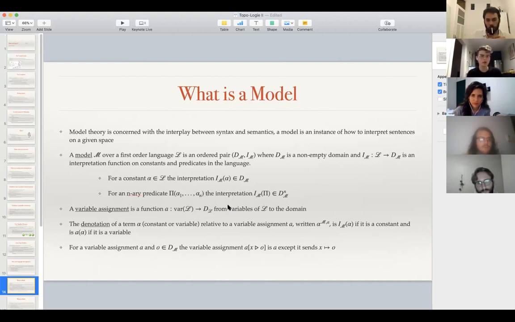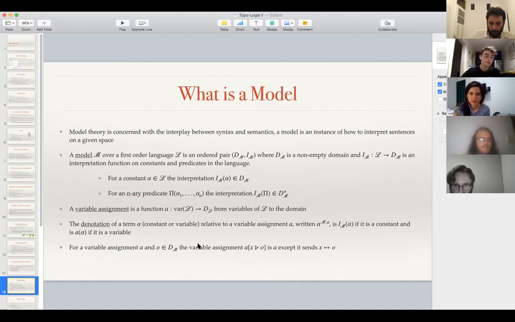The interpretation of this is going to be the product of this n times. So it's basically going to pick out the lists of n elements that make this predicate true. Okay, so right now we only have a model defining an interpretation function on constants and predicates, nothing else.